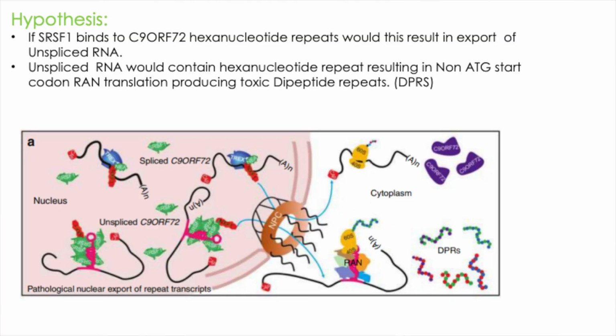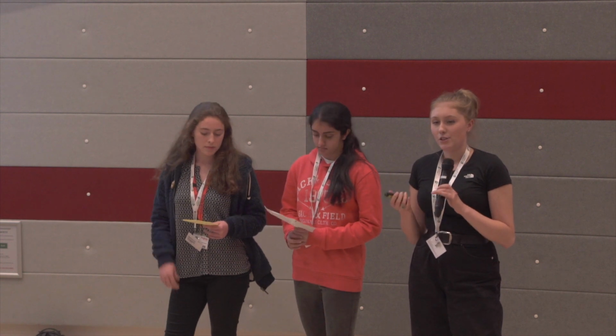So C9orf72 is a gene that we think is responsible for creating these toxic dipeptide repeats, which are basically little proteins made of 2 amino acids that accumulate in the cells of the motor neurons, and then when these build up, it makes the neuron degrade.